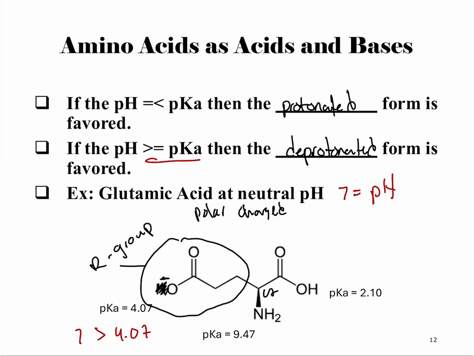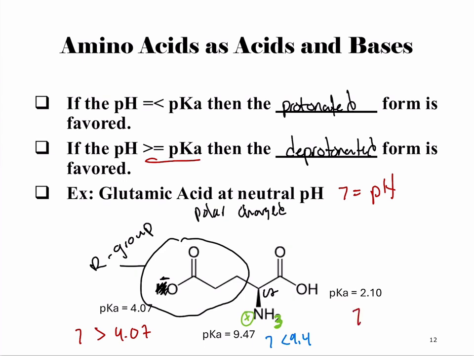If we compare the second group here, we see that 7 is going to be less than 9.4, which means that this is going to be in the protonated state. So this should be NH3, and it should have a positive charge associated with it. The C terminal has a pKa of 2.1.